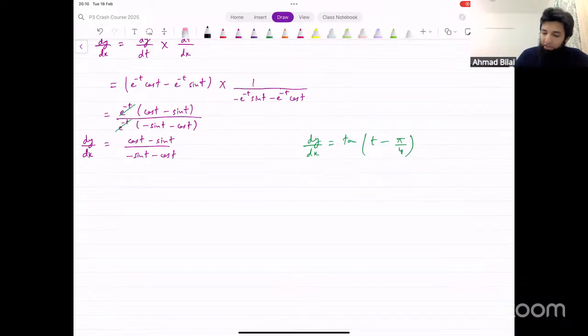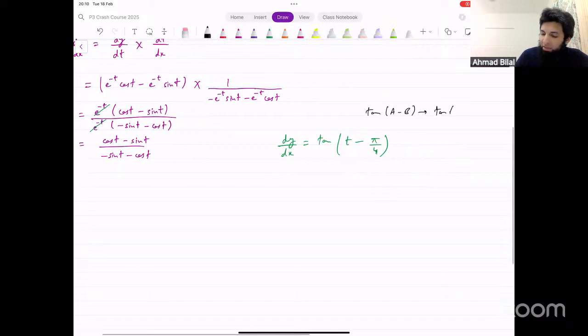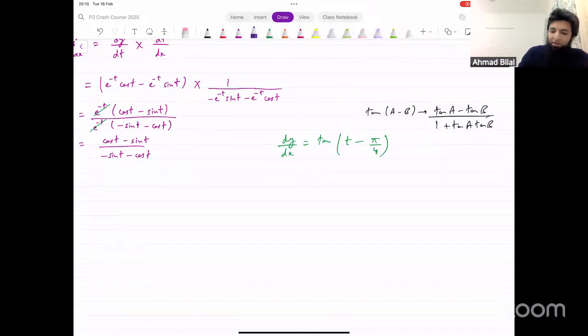Let me write that down here. It's written in the formula sheet: tan of a minus b is identical to tan a minus tan b divided by 1 plus tan a tan b. That's the identity that we use here. To simplify this, what do we get?